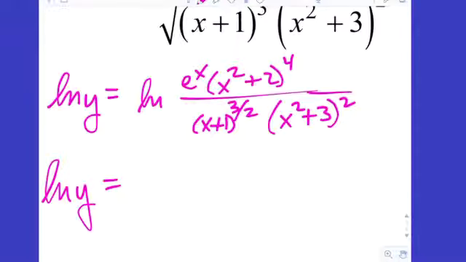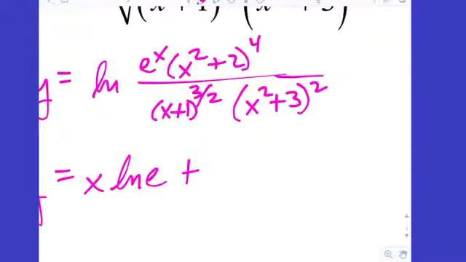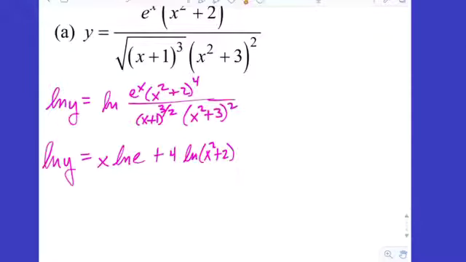So, here we go. It's going to become the natural log of e to the x. But look, with Notability, you can actually grab the x and slide it to the front. That's fun. Plus, yes, you could also just call that x right away. Absolutely. Plus, leave a little space. The natural log of x squared plus 2 to the 4th power. Lasso it with scissors. There it goes.